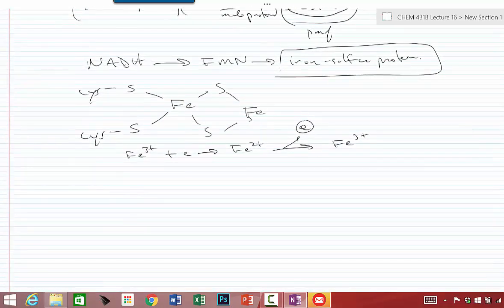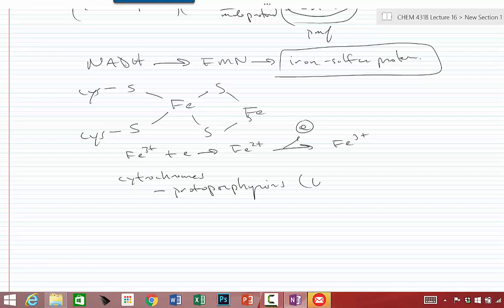Iron can also exist in another state within these electron carriers, in the form of these things called cytochromes. Cytochromes are the proteins, and they have these things called protoporphyrins. They look very much like heme. Your book has a picture of this.